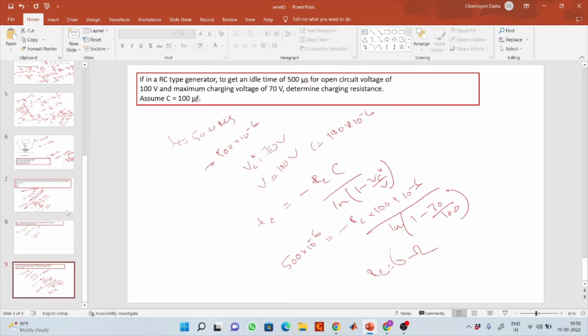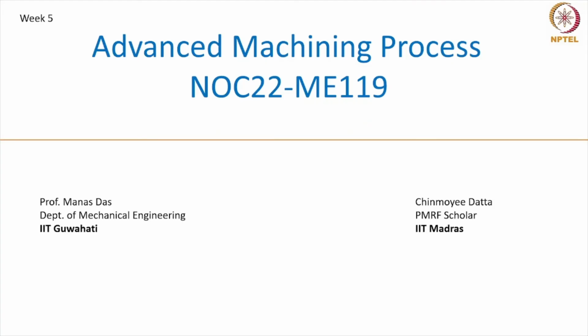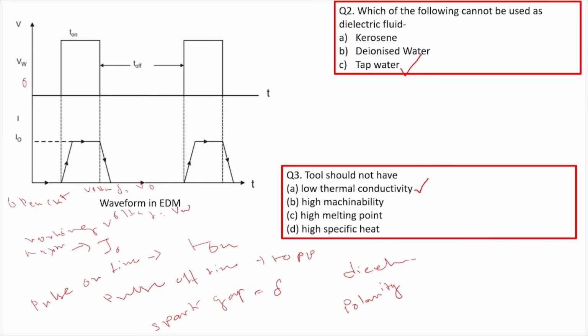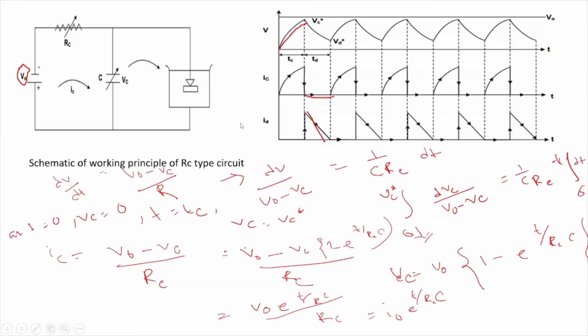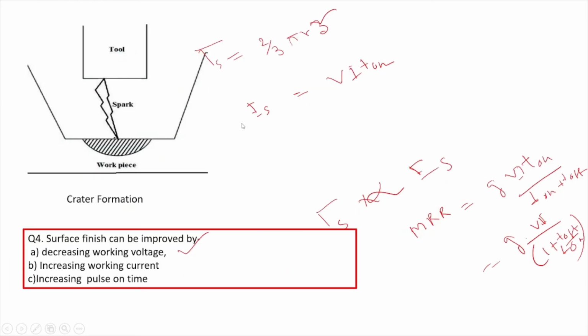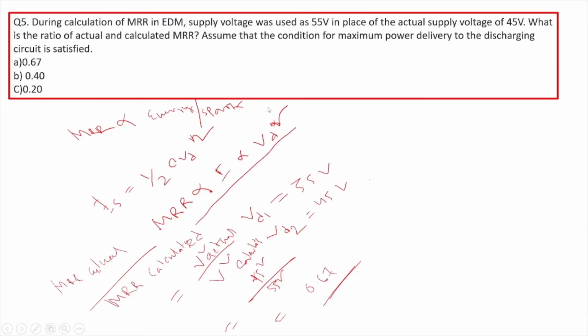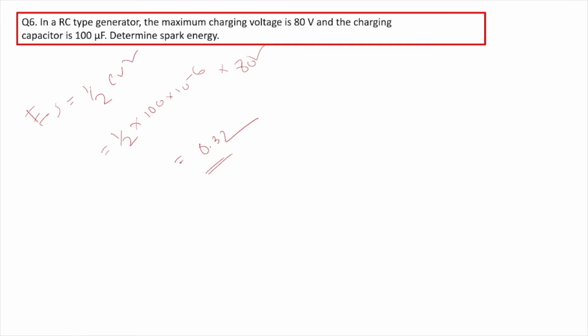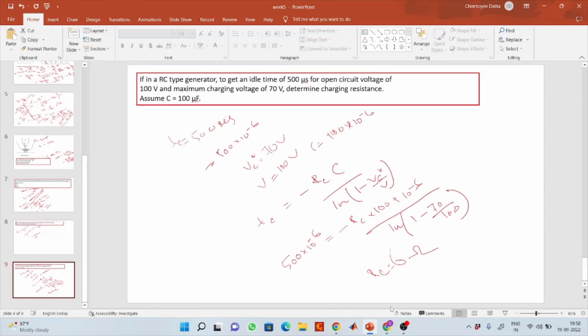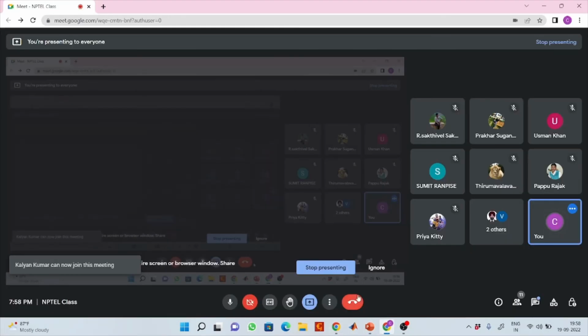Those are the few numericals I tried to show so that you can get an idea to solve your assignments. Those are the formulas we have to use to solve the numericals, and the basic parts, like how the EDM machine works, the importance of the dielectric medium, and what process parameters affect the processing. Those things we need to look into. Okay, so that's all for today.